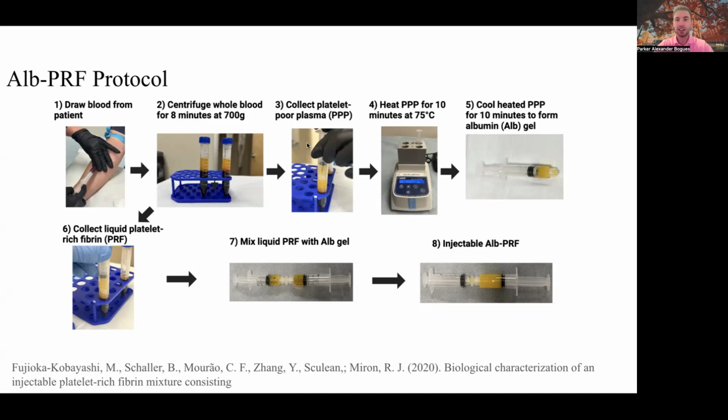So the first thing I did is with one syringe, I collected the top platelet poor plasma, so this top yellow layer. I heated this syringe containing this layer for 10 minutes at 75 degrees Celsius, and then I subsequently let it cool for an additional 10 minutes. And by doing this process, I actually created this albumin gel. Now, with a separate syringe, I collected the buffy coat, so the platelet-rich fibrin layer, and I combined the syringe containing the platelet-rich fibrin layer with the albumin gel via a Luer-Lok connector, mixed them thoroughly back and forth, which created this injectable albumin platelet-rich fibrin treatment seen here and depicted by number 8.